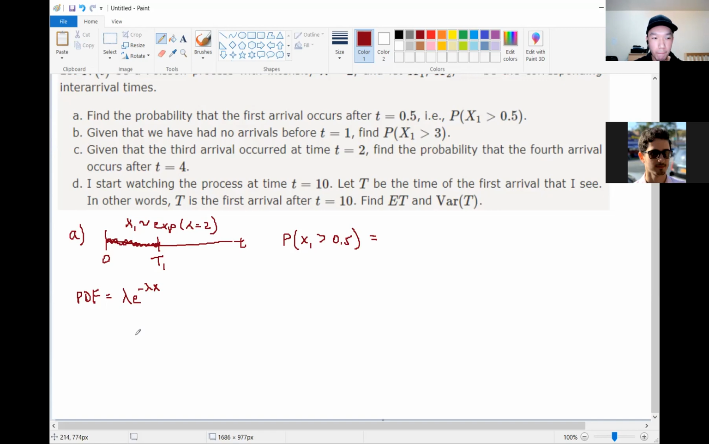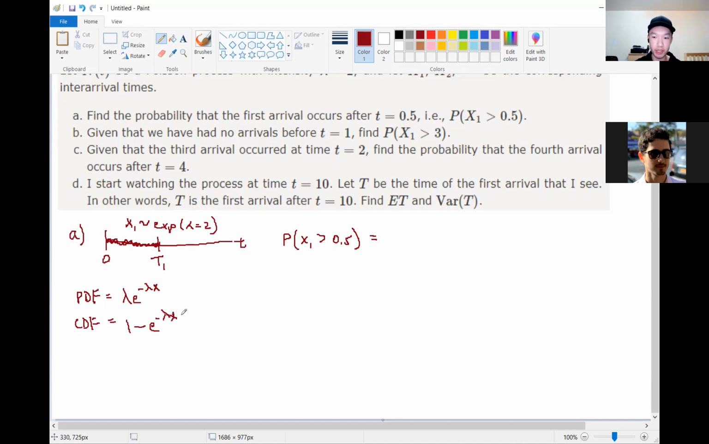Wouldn't you use the CDF here? Well, yeah. The CDF will give us the left-hand side. Let's recall the CDF too. So what was that? CDF: 1 minus e to the negative lambda times x. Yeah, cool. This will probably come in handy as well.